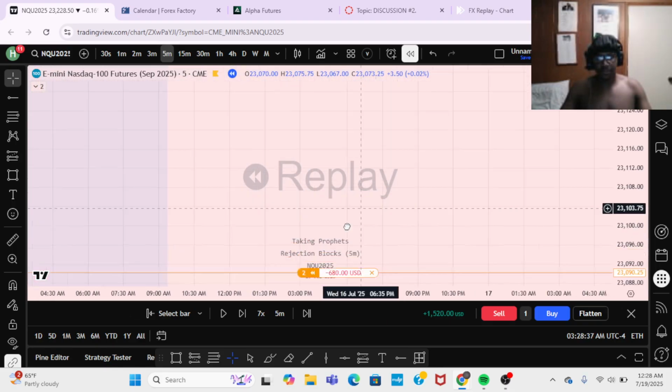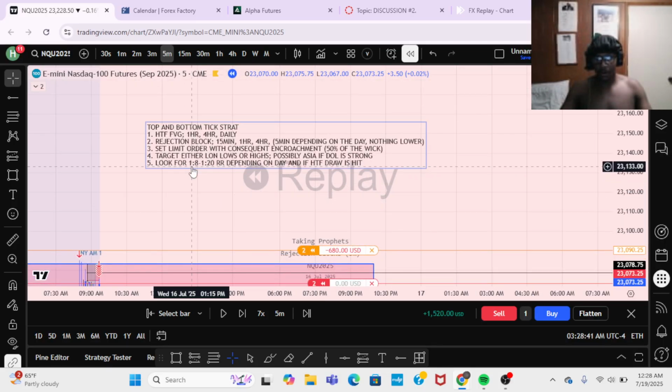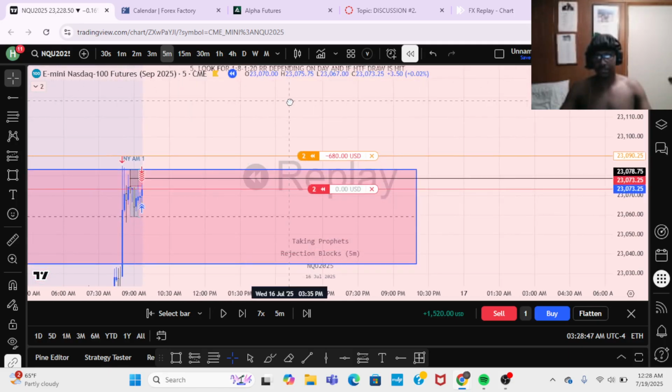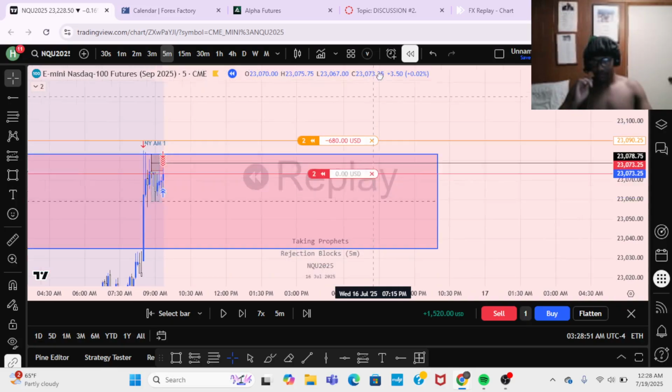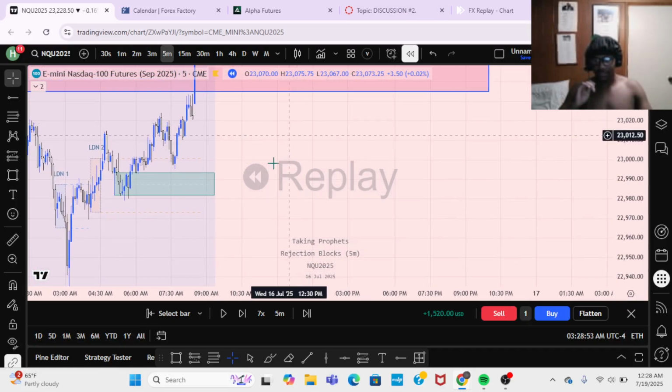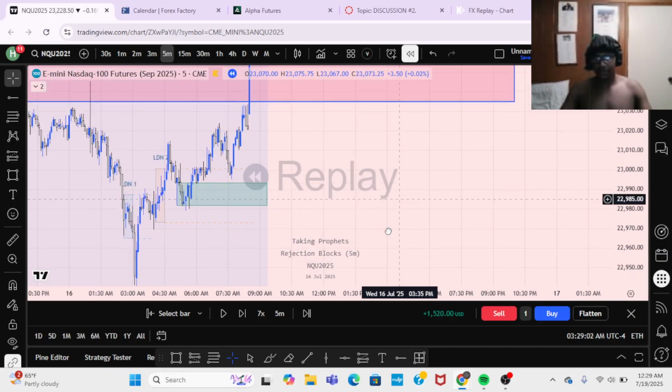And lastly, what I forgot to say is we're going to look for anything from a 1 to 2 risk reward all the way to like a 1 to 20 risk reward ratio, depending on the day. So we can look for something like a 1 to 20, 1 to 17, because you still have these London lows here.